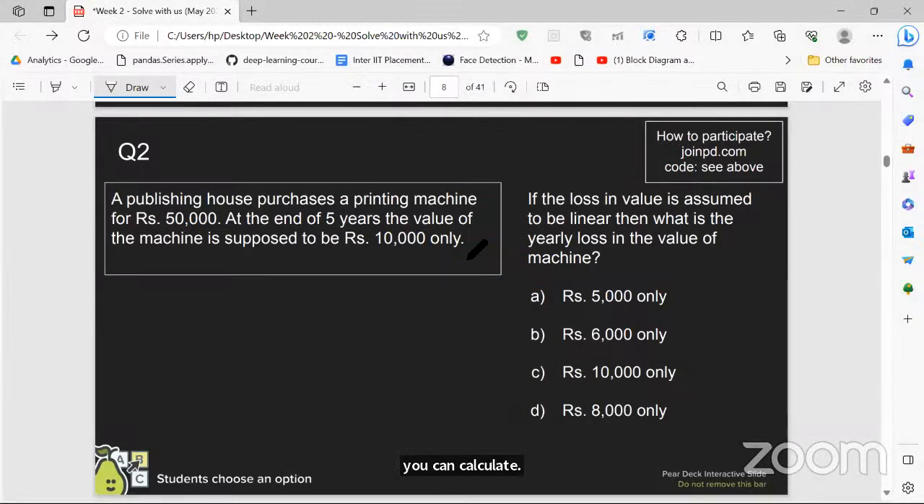Otherwise, you can also calculate in your mind, the depreciation is from 50,000 to 10,000. Okay, I'll just connect my charger. Till that time, you try to solve this. You can solve it thinking of it as a straight line also. The coordinates can be 0, 50,000 and 5, 10,000. Then if you have 2 coordinates, you can get the slope, right?